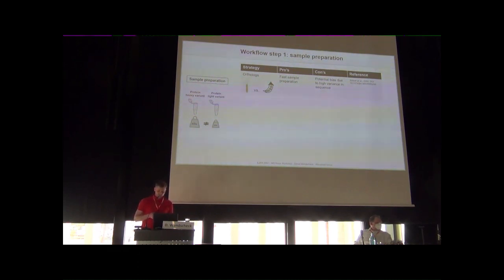One of the first papers that came out in 2002 by Sauer et al. used orthologs from different species. The advantage of this is that you have fast sample preparation, and a disadvantage can be that you have a potentially high bias due to high variance in sequence, or there is even no ortholog for the protein of interest.